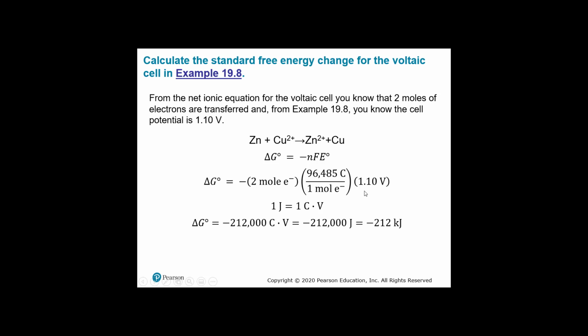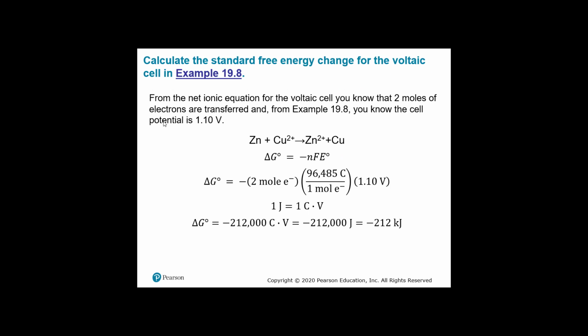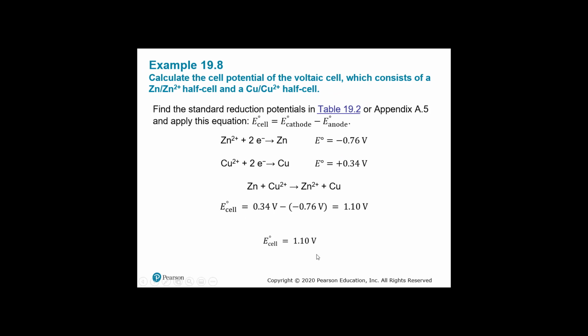So now we're going to plug all this in. Remember, 1 joule is equal to 1 coulomb times volt. We plug that in, and this ends up giving us negative 212 kilojoules. So let's go back and see what the free energy is on the conditions. We want it to be negative, so that's a good thing. For a spontaneous reaction, we want the free energy to be negative, and we want this one to be positive.